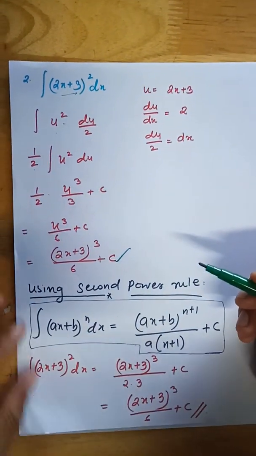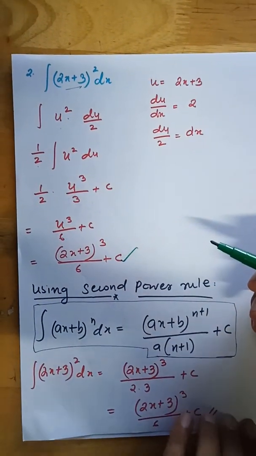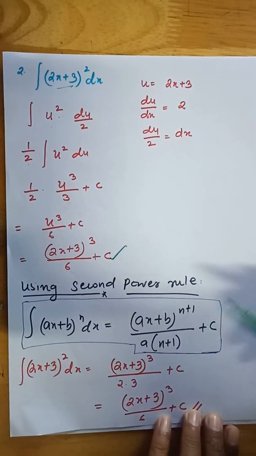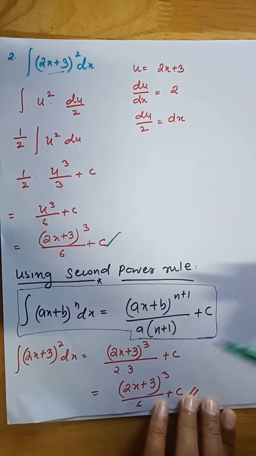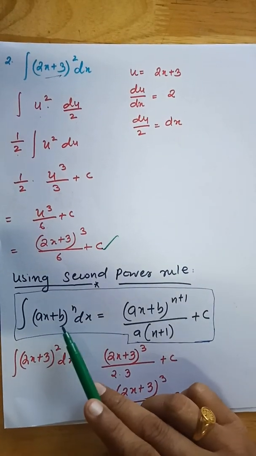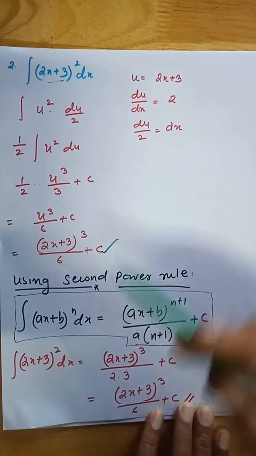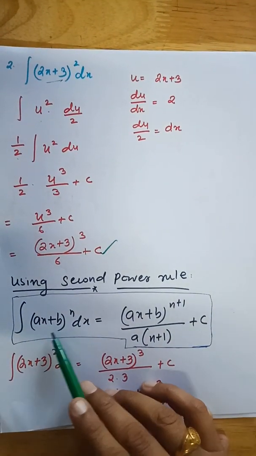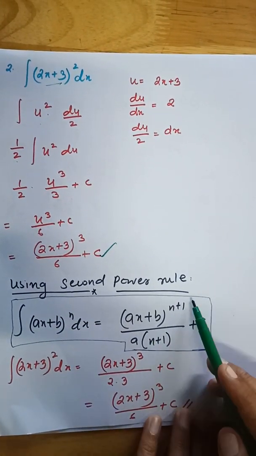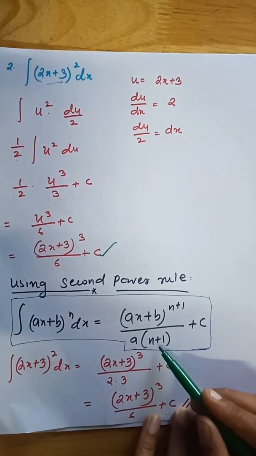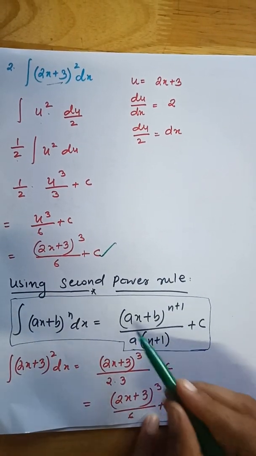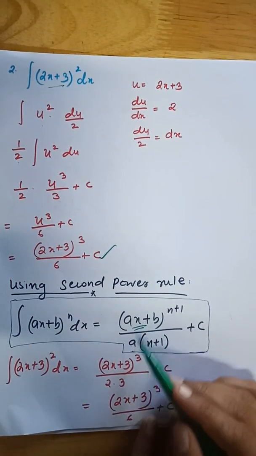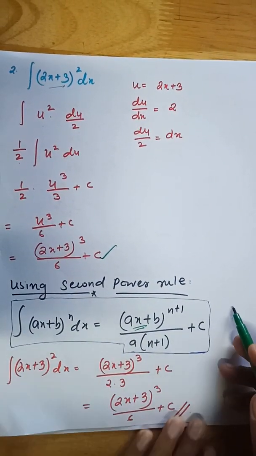Now we can use a shortcut method to solve this kind of question, using the second power rule, if you remember what you have learned in class 12. If you have ax plus b to the power n dx, see, all these lengthy steps can be solved using just one step. So ax plus b to the power n, we can add the power and divide by the same power, but you have to differentiate whatever is there inside this bracket. So differentiation of ax plus b is a, plus c.